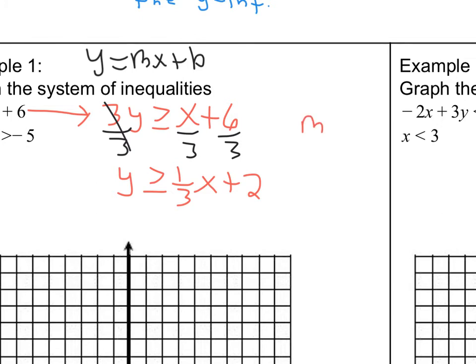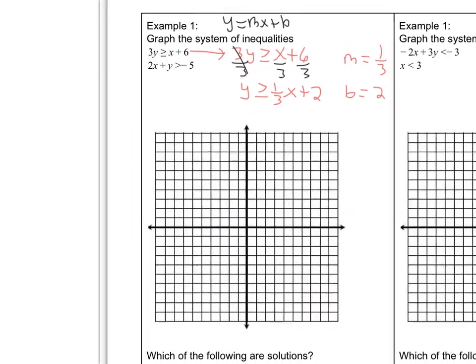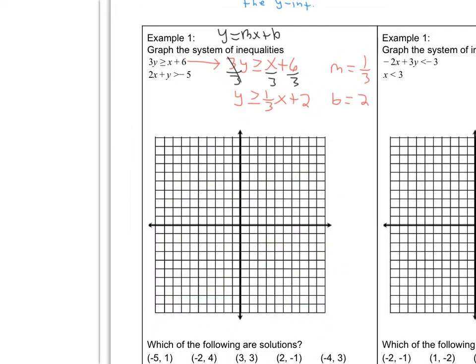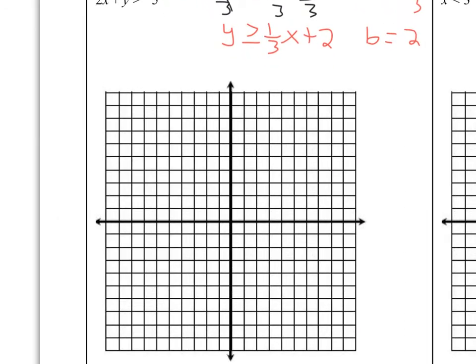So m is equal to that 1/3, the number connected to the x, multiplying the x. And the b is a 2, or that number added or subtracted onto the end. Okay, so finding 2 on your coordinate plane, we're going to go up to 2, which, I got to zoom in here. Okay, we're going to go up to 2, so that is going to be right in this area right there.